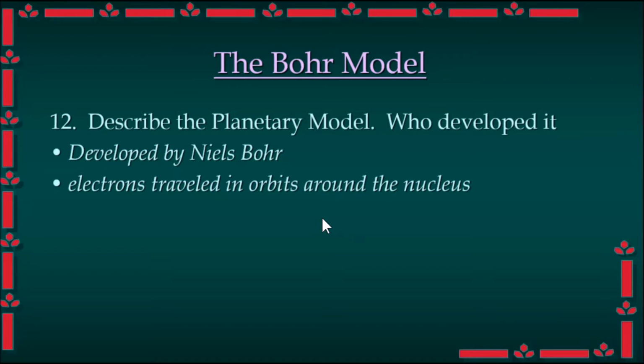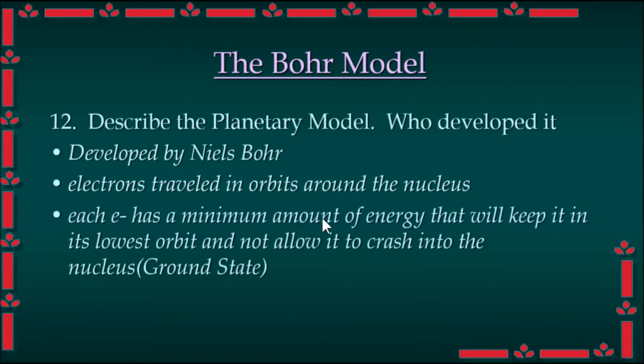Okay? So, in your notes, there should just be key words that are missing. Let's see if we can see Maddie in this. And by the way, the money is called photons. Photons of energy. So each electron has a minimum amount of energy that it will keep in its lowest orbit and not allow it to crash into the nucleus.